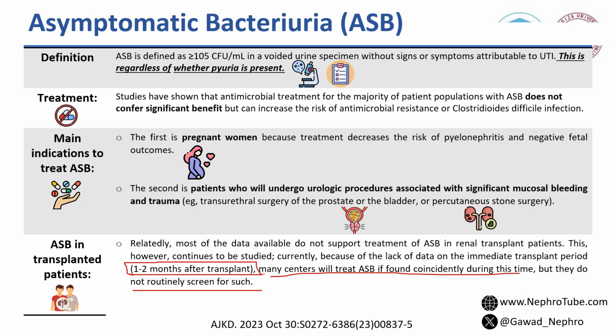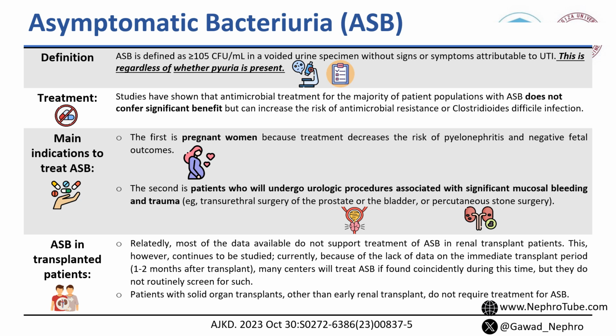But there are some centers, and there is a little evidence, that management of asymptomatic bacteriuria within the first 2 months after transplantation is important. The third point, patients with other solid organ transplantations don't require treatment for asymptomatic bacteriuria, except for renal patients. We said that there is a debate about the treatment of asymptomatic bacteriuria in the first 2 months.